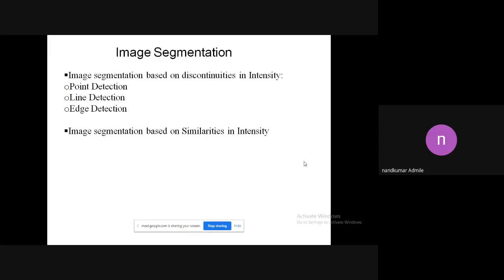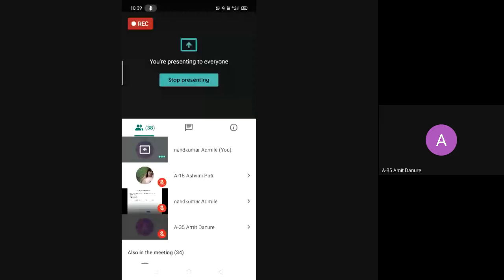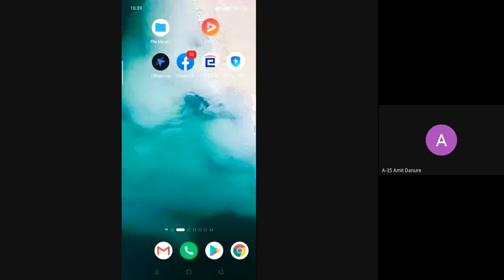Okay, in yesterday's lecture we discussed the three types of detection: point detection, line detection, and edge detection. Now I'll share the camera and show you how we can consider point detection, line detection, and edge detection. Okay, wait a minute. Okay, now it is feasible.